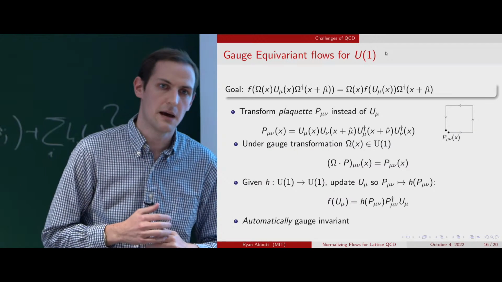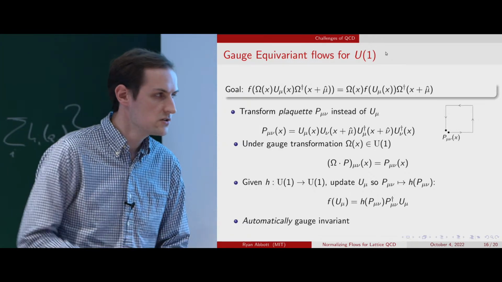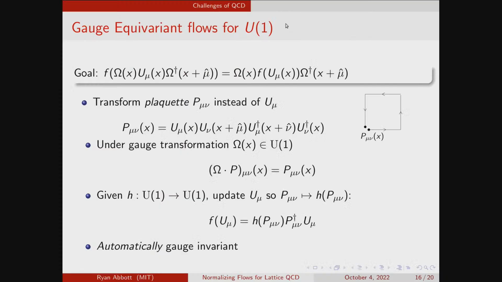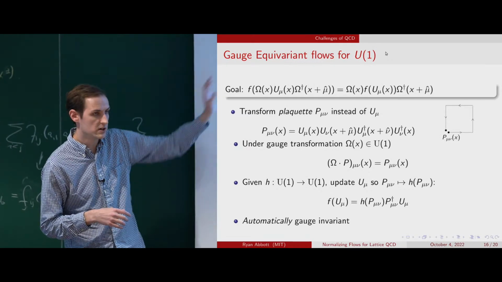I'm going to start with the example of U(1) because it turns out U(1) is a little bit simpler than the case of SU(N). The key idea of making gauge equivariant flows for U(1) is to think of transforming this object that we call the plaquette. You can write out the plaquette as a product of gauge links, as I've written out here. But the real way to think about the plaquette is as this picture that I've drawn in the upper right. It's the gauge links going in a circle, carrying you around and landing you back at the same point where you started. If you look at the gauge transformation properties of this, all of these different U_mu's under a gauge transformation will pick up a bunch of omegas at a bunch of different sites.